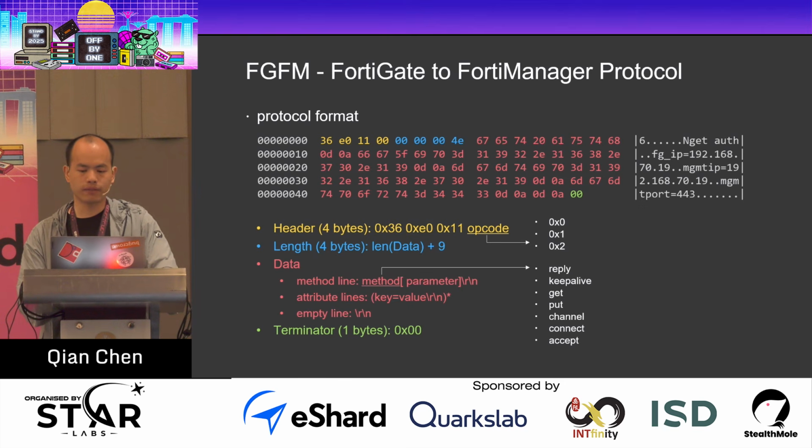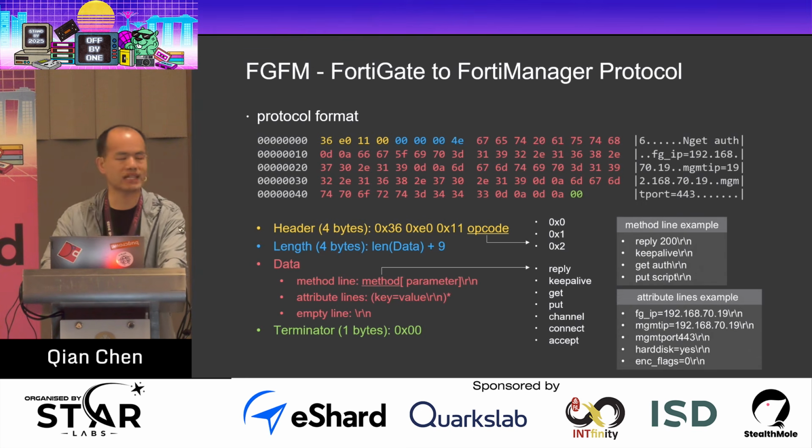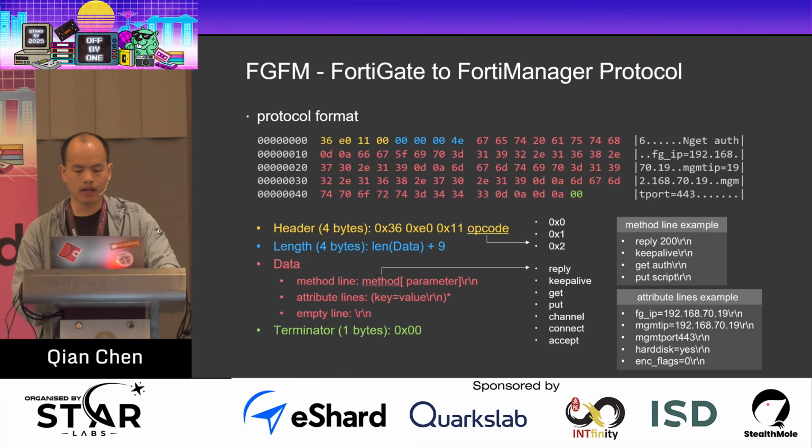A method line in the format method parameter, terminated by \r\n. Possible method values include reply, keep-alive, get, put, chill, collect, and accept. 0 or more attribute lines terminated by \r\n, each in the format k equals value. An empty line containing only \r\n. Some examples of method lines and attribute lines are shown on the right side. The final part is a 1-byte terminator with a fixed value of 0.